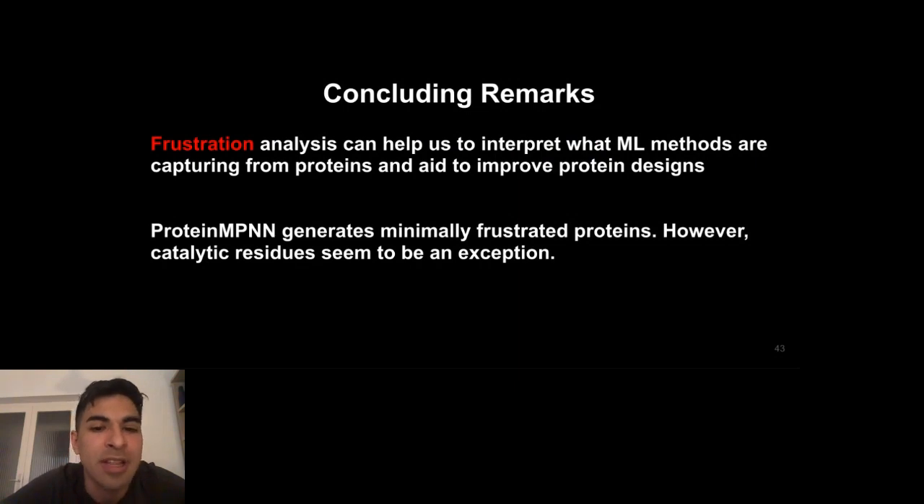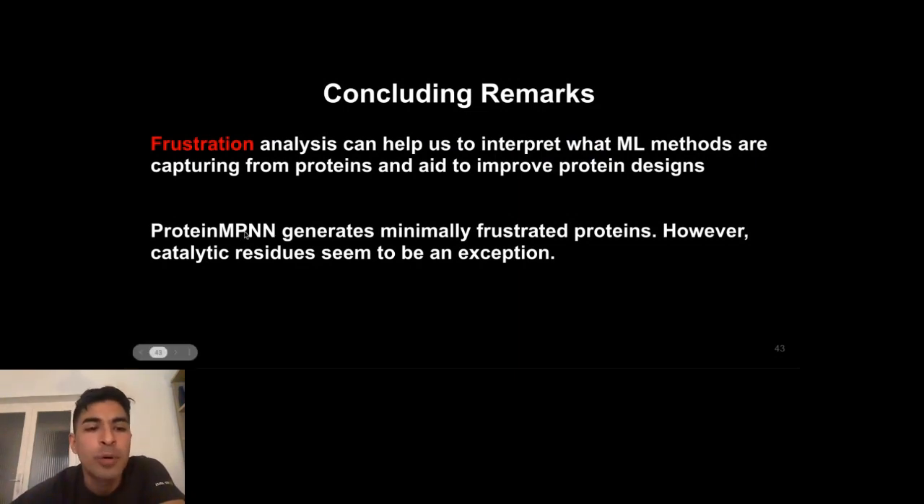But basically, frustration analysis can help us to interpret what machine learning methods are capturing from proteins and aid to improve protein design. So whenever you generate a set of sequences that you want to use, for example, for protein design, we are proposing that our FrustraEvo algorithm can tell you, for example, in your ensemble of artificial sequences, which positions are going to be good for energy or bad for energy. And it can tell you if maybe you are getting some signals that are functional memory leaking from the algorithm. So it's a method to evaluate the quality and the viability of the sequences that you can design.